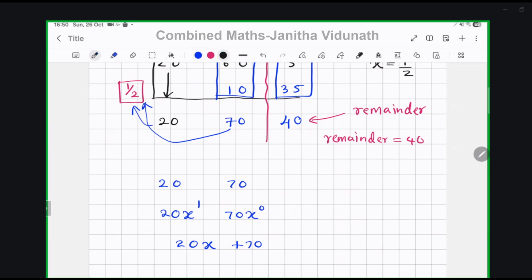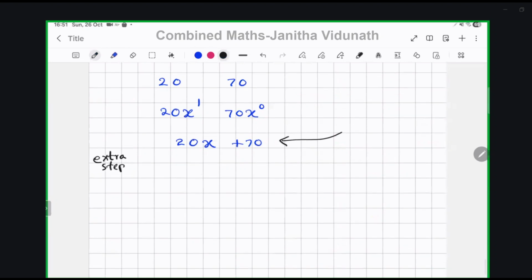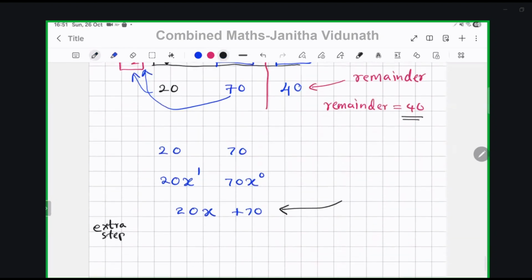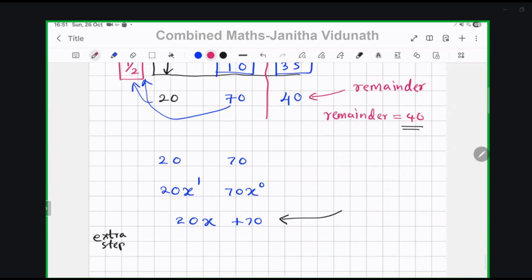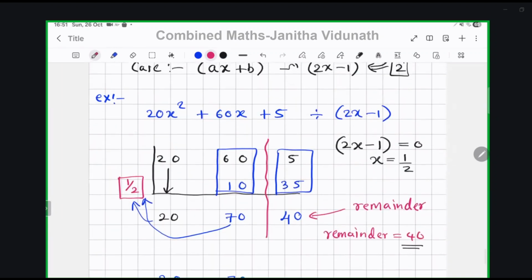Okay, now we add a small extra step when we are finding the quotient. The remainder is exactly the same; we do not change it. For the extra step, we need to divide all the coefficients of the quotient by the coefficient of x in our divisor. That means the coefficient of x is 2.